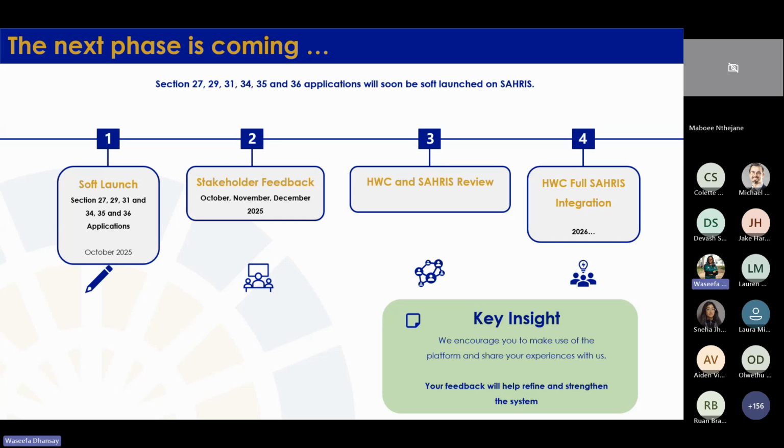So we will be doing the same process as we did with the Section 38 applications, where we soft launched basic application forms, asked users to register and simultaneously submit to HWC's mailbox at the same time, if you did have difficulties with the actual application process. But it is going to be much better if you can use Sahris and then give us that feedback.